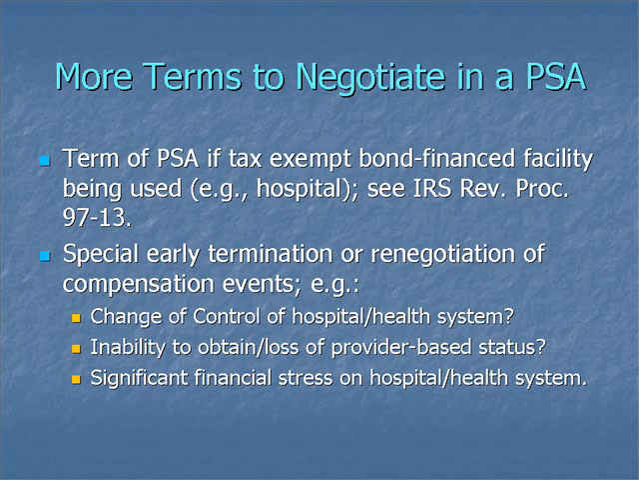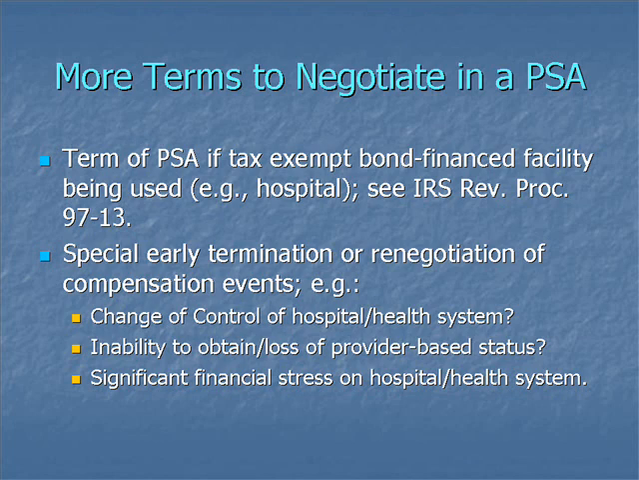It can be renewed for as many periods as you want, but the term itself has to end in 3 unless it's renewed by mutual agreement. Hospital has to get out at 2, and that's under the IRS revenue procedure dealing with tax-exempt bonds. Another thing that gets negotiated a lot in PSAs are what are the other early termination events.